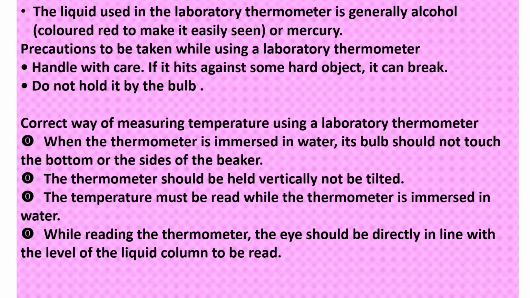Right? While reading the thermometer, the eye should be directly in line with the level of the liquid column to be read. So while you are reading a thermometer, the eye position should be proper. It should not be below or above. It should be directly in line with the level of the liquid column to be read. So these are some of the ways by which we can measure temperature and get the correct measurement of a particular object using a laboratory thermometer.